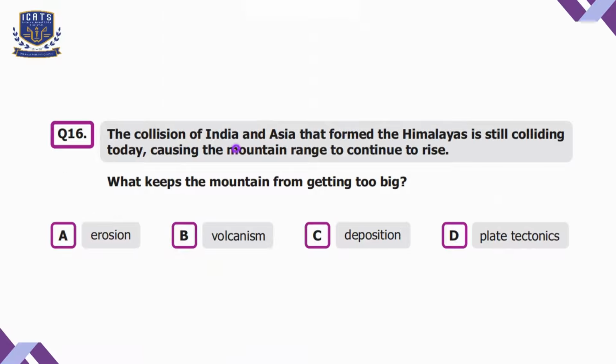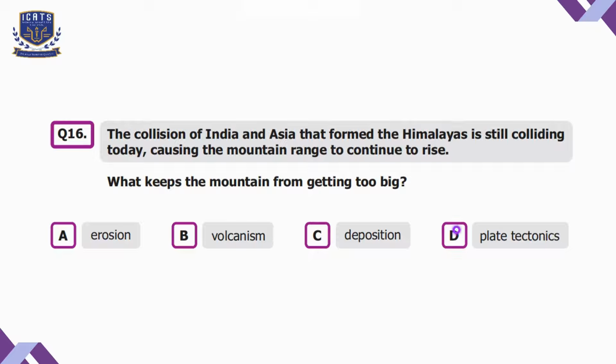Question number 16. The collision of India and Asia that formed the Himalayas is still colliding today, causing the mountain range to continue to rise. What keeps the mountain from getting too big? Option A is erosion, option B is volcanism, option C is deposition, option D is plate tectonics.